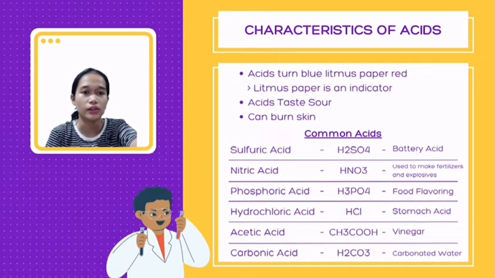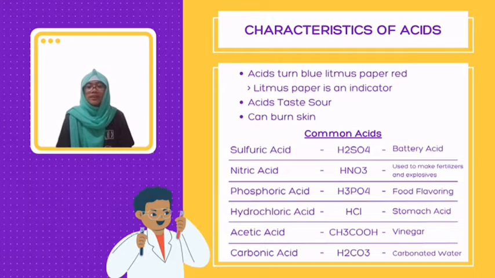Characteristics of acid. First, acid turns blue litmus paper red. Second, acid tastes sour. Third, it can burn skin. There are 6 common acids. Sulfuric acid is also called battery acid or electrolyte. Nitric acid is used to make fertilizers and explosives. Phosphoric acid serves as acidic fruit-like flavoring. Hydrochloric acid is a stomach acid. It is secreted by the stomach. Acetic acid can be found in vinegar and carbonic acid can be found in carbonated water.